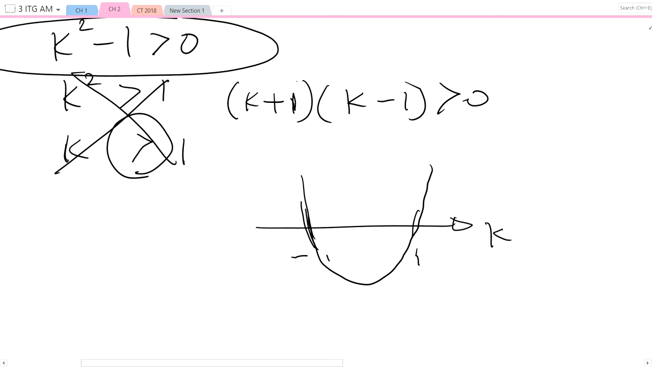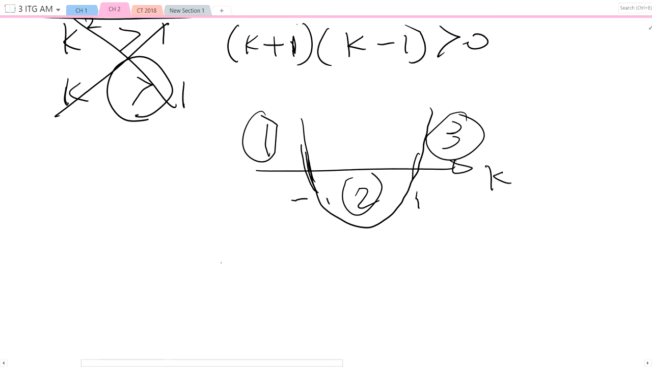Where's the answer? Okay, so region number 1, region number 2, or region number 3? Which one? 1 and 3. So our answer is k less than negative 1 or k greater than 1. Is that what you're saying? Yes. Do you think this is the answer? Yes.